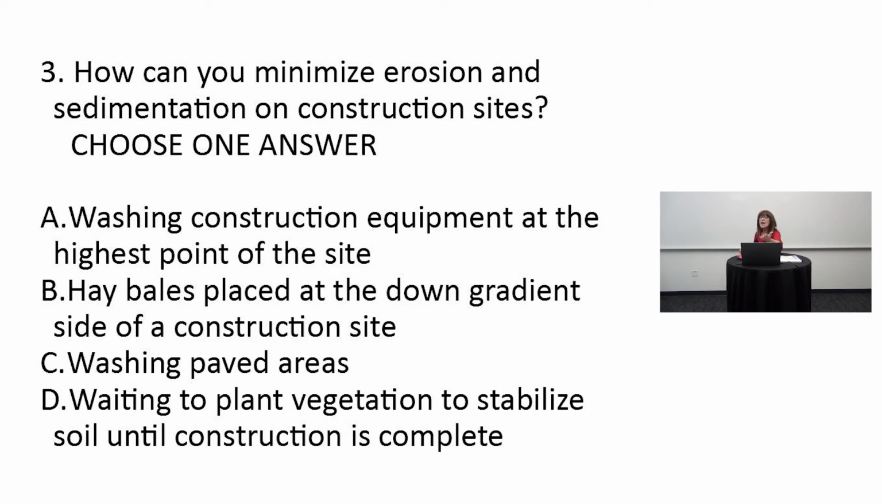3, how can you minimize erosion and sedimentation on construction sites? Answer we're looking for here is B, hay bales placed at the down gradient side of a construction site will stop the dirt flowing off the lot into the watershed.